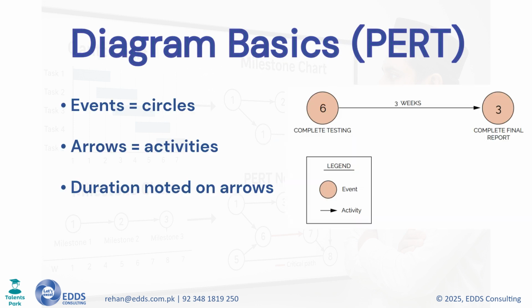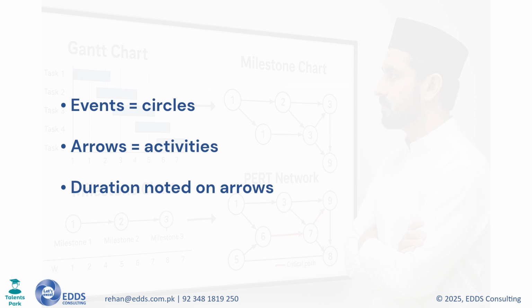As shown in the figure, events are circles and activities are arrows. The direction of arrows shows sequence, and the numbers show duration. This structure helps identify the earliest and latest possible start times for every activity.